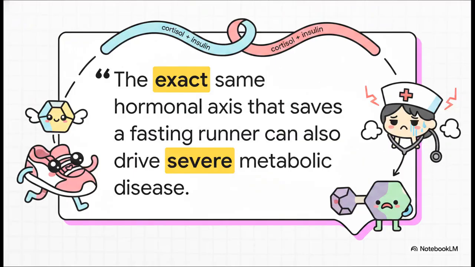I want you to really reflect on this profound biological duality. The exact same hormonal axis that saves a fasting runner from hypoglycemia can also drive severe metabolic disease in a chronically stressed nurse. Truly understanding this on a molecular level changes the entire landscape of how we approach patient care.